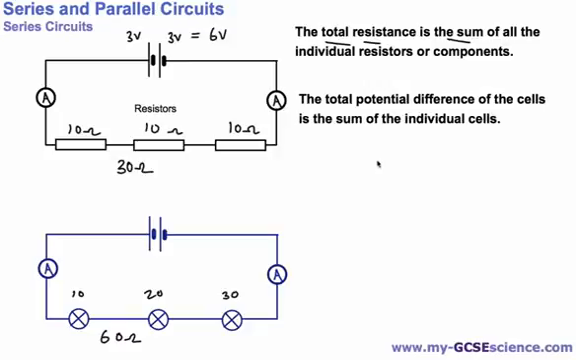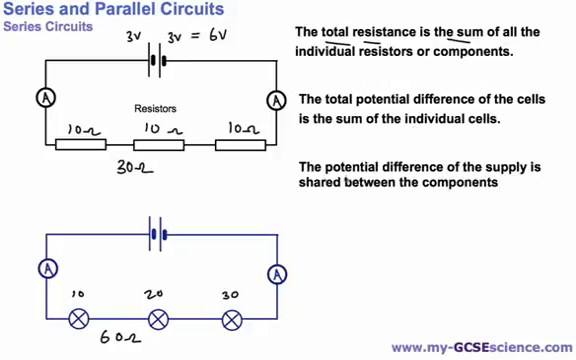The third thing that I want you to remember is that the potential difference of the supply is shared between the components. So here's my supply. In this case it's cells, but it could very easily be a power pack or something like that. So if I've got the three resistors set up as shown, it says here the potential difference of the supply is shared between the components.